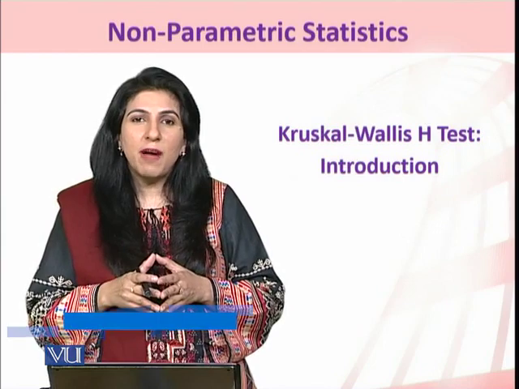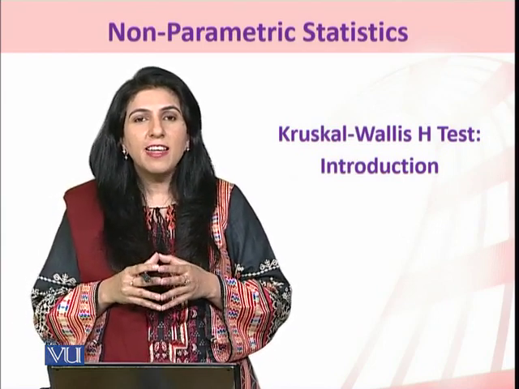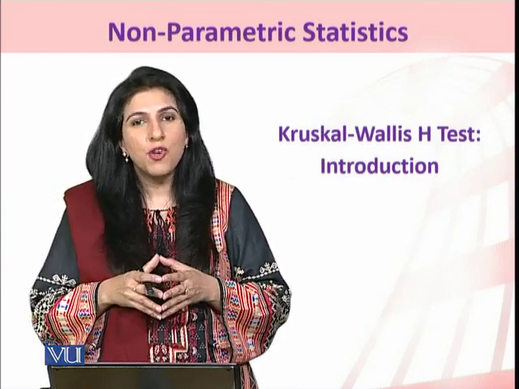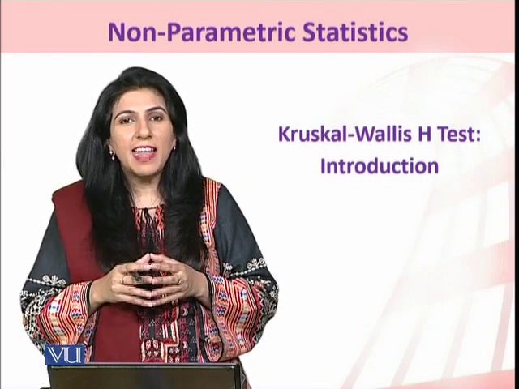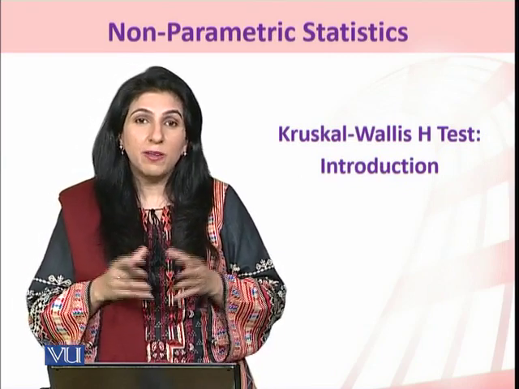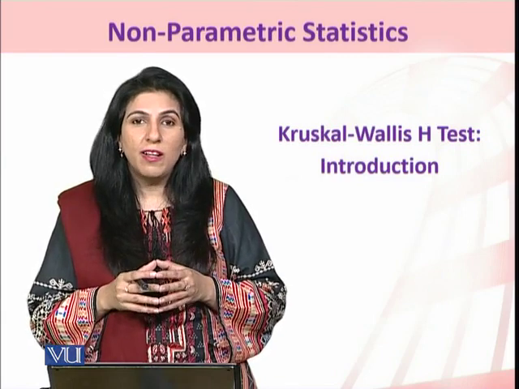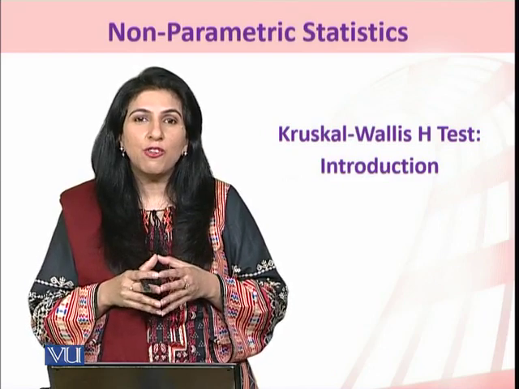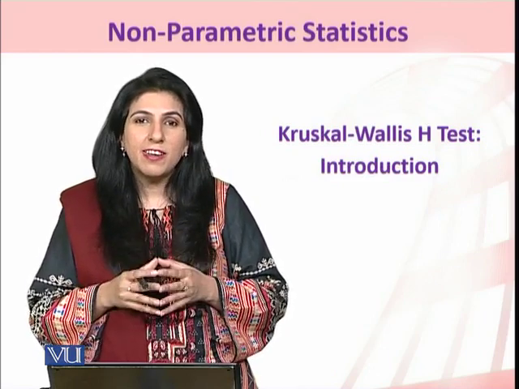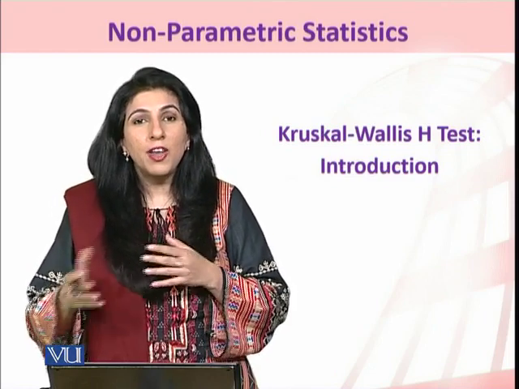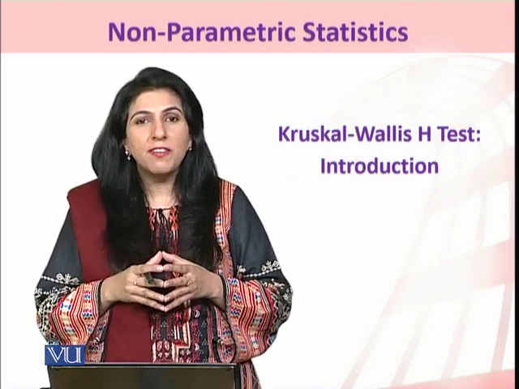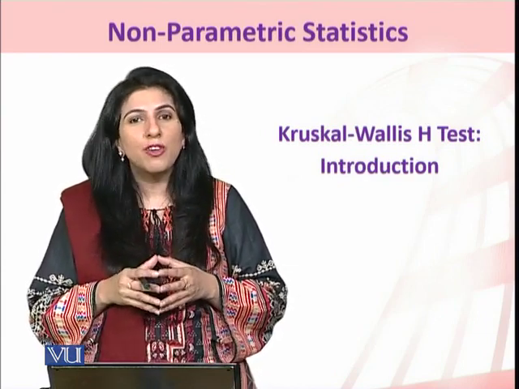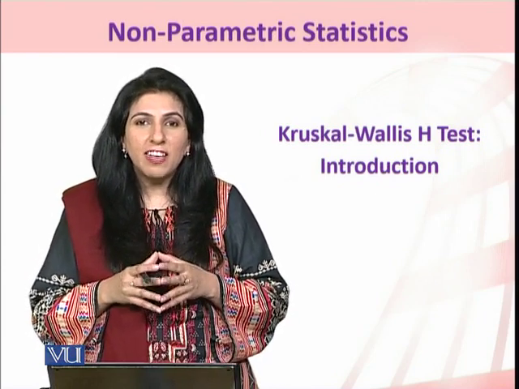One of the assumptions of ANOVA is that the populations from which the samples are drawn have to be normal. The second assumption is that the population variances must be equal. So if one of the assumptions of ANOVA is not met, then we will have to look for a non-parametric alternative. The non-parametric alternative that is widely used to test several populations is known as the Kruskal Wallis H test.